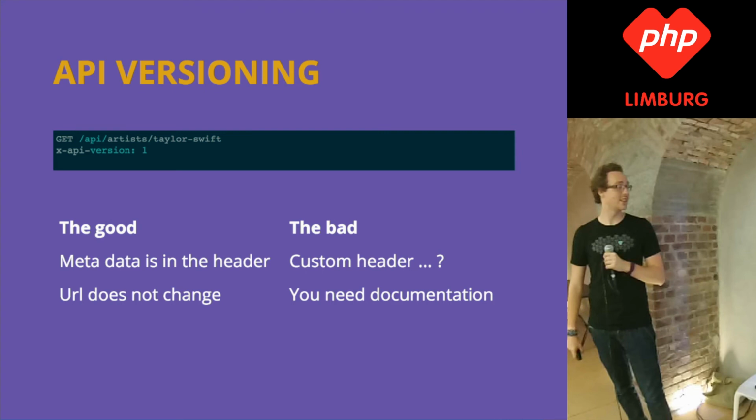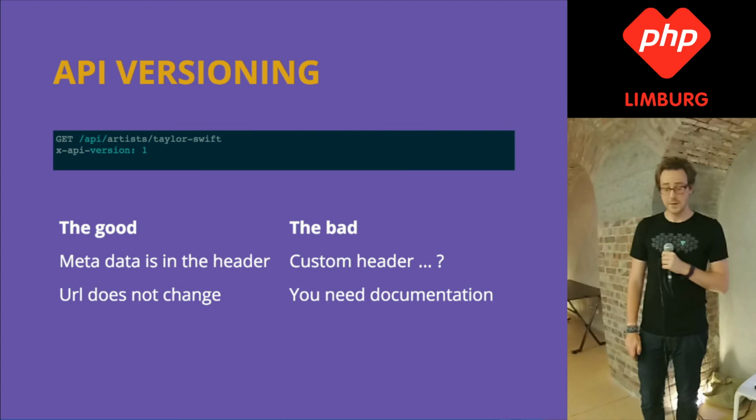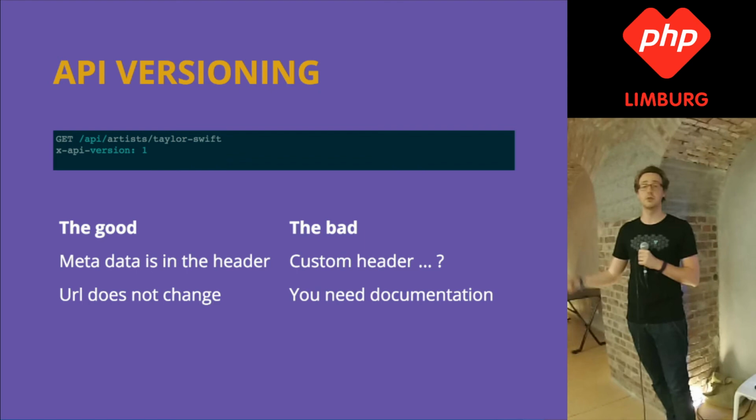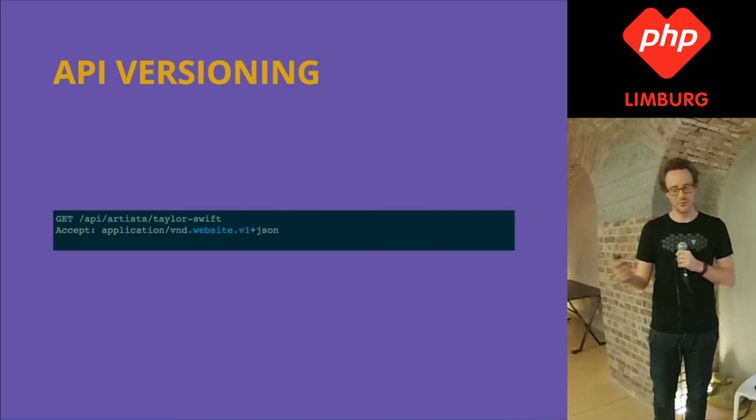So, and you need to write documentation. You need to inform your end users each time you're planning to update your API and stuff. It's kind of a hassle. The third one is actually pretty funny, because there's already a header that could solve this.